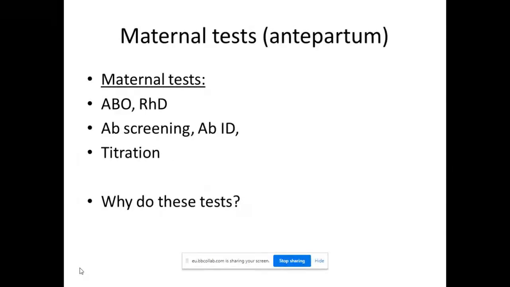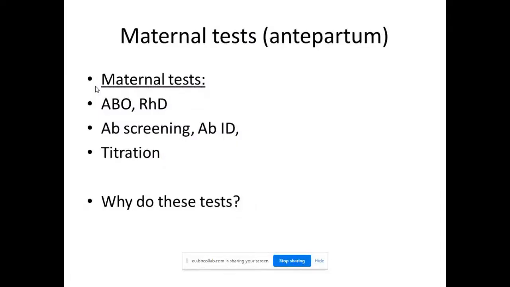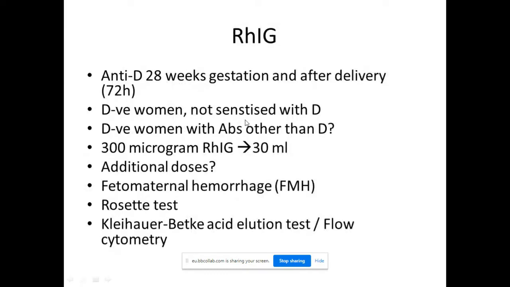So, when pregnant women come to the hospital, we take a number of samples from her, because we want to do a number of tests. For example, for any pregnant woman, we have to determine ABO. What do you think? Why? And also look for RhD. What do you think?